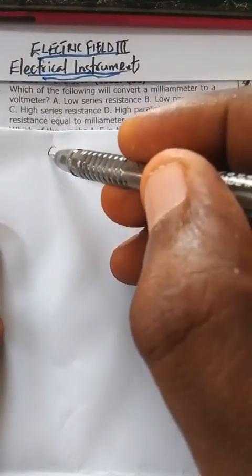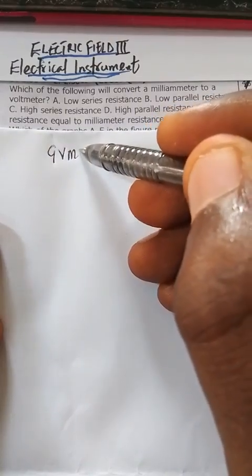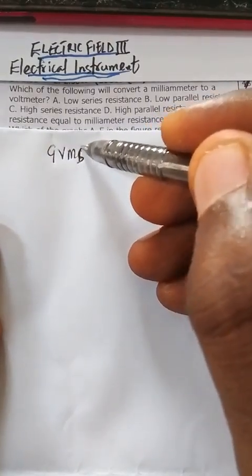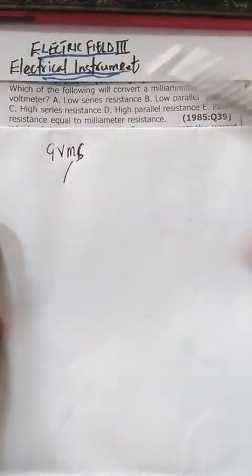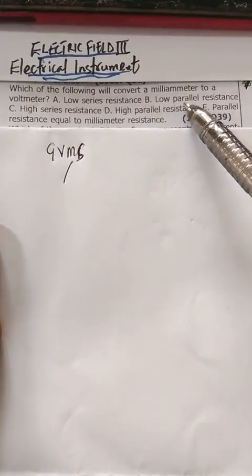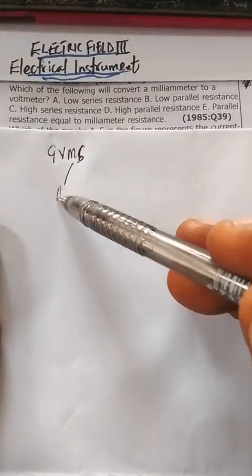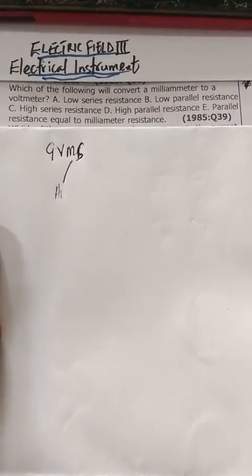Next. Which of the following will convert a milliammeter to a voltmeter? To convert a milliammeter or galvanometer to a voltmeter, we need a multiplier in series. This multiplier has high resistance. So option A, low series resistance, no. Low parallel resistance, no. High series resistance, yes. The answer is C.